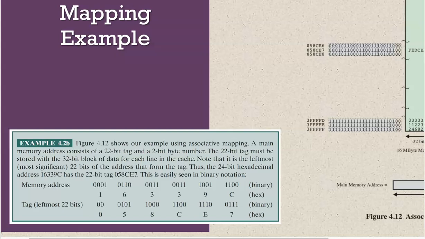Okay, so example 4.2b, figure 4.12 shows our example using associative mapping. Yes, a main memory address consists of a 22-bit tag and a 2-bit byte number. The 22-bit tag must be stored with the 32-bit block data for each line in the cache. So this is the data associated to the memory address. Note that it is the leftmost, most significant 22 bits of the address that form the tag. So the leftmost 22 bits form the tag. Most significant 22 bits.